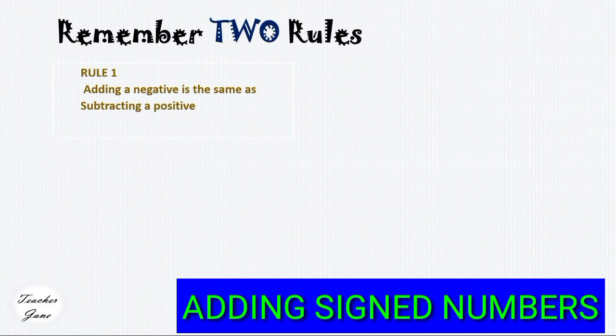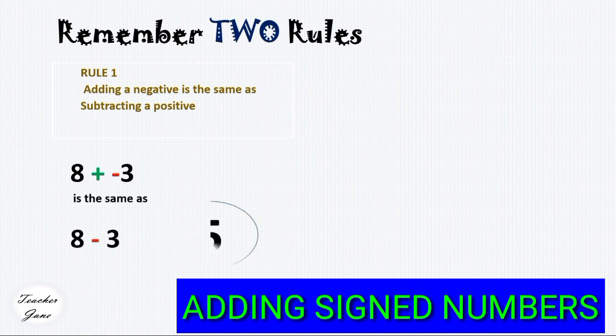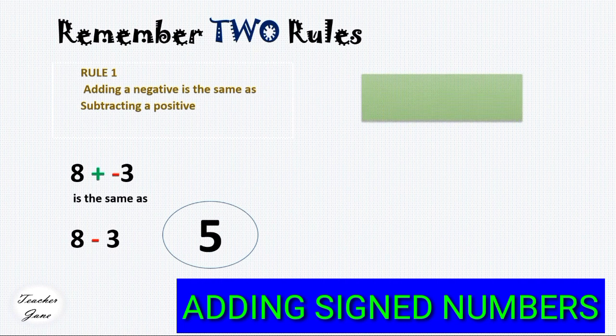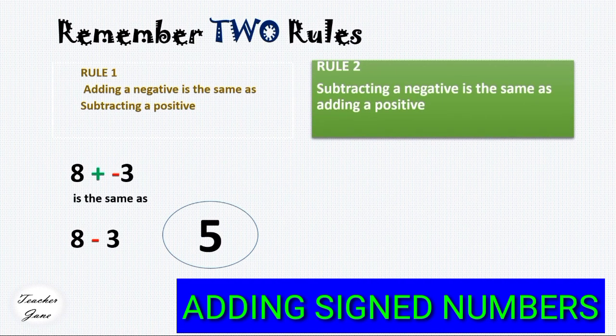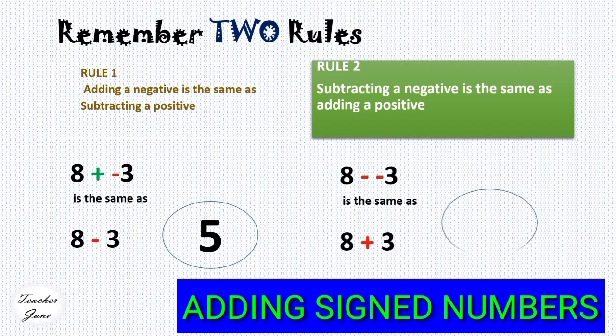In adding signed numbers, we need to remember the two rules. Rule 1, adding a negative is the same as subtracting a positive. So kapag positive and the negative number, we just subtract the numbers. And then follow the sign of the greater absolute value. Rule number 2, subtracting a negative is the same as adding a positive. So 8 minus negative 3 is the same as 8 plus positive 3, and that is 11.